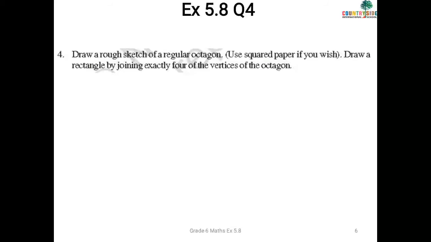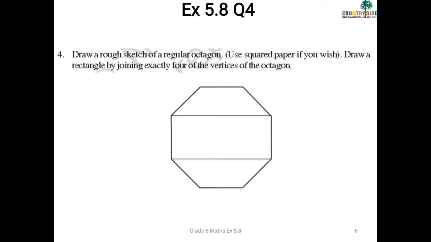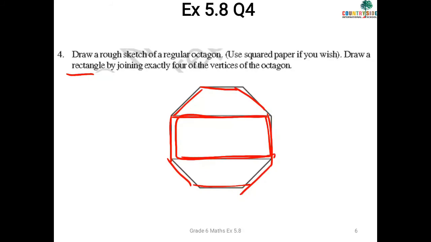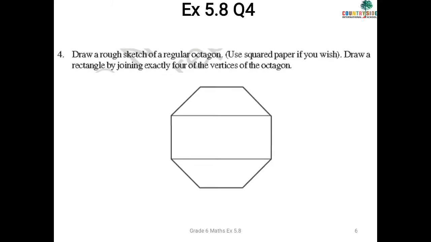So you have to draw the octagon. Once you are clear with octagon, you have to draw a rectangle in that octagon. So I hope you have done it. Now let's solve. Okay, so here is the octagon. It has 8 sides. 1, 2, 3, 4, 5, 6, 7 and 8, and simply you have to draw the rectangle. So here is the rectangle, and this figure obtained is the rectangle that they have asked in the question. So simply you have to draw this figure, and this is your answer.